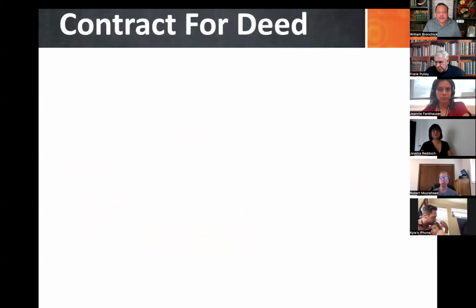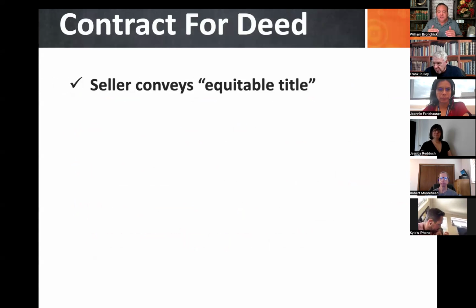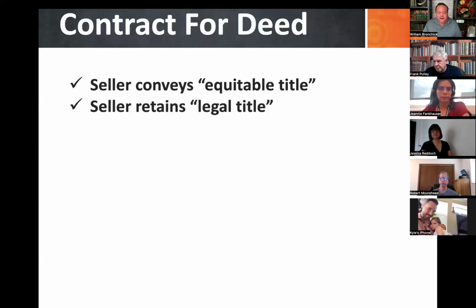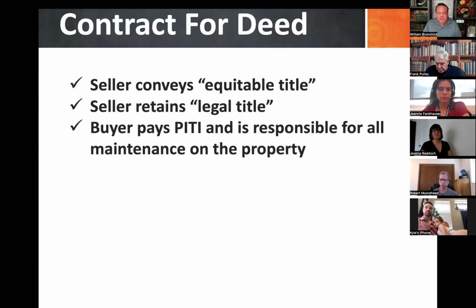A contract for deed, on the other hand, the seller conveys what we call equitable title. And the seller is going to remain with legal title, meaning entitled to the property at the county. And the buyer has equitable title, which means they have the right, for all intents and purposes, to own, use, do whatever they need to do with the property, and also pays the principal, interest, taxes, insurance under the contract, and is responsible for all maintenance. Unlike with a lease option agreement, it's a little different.